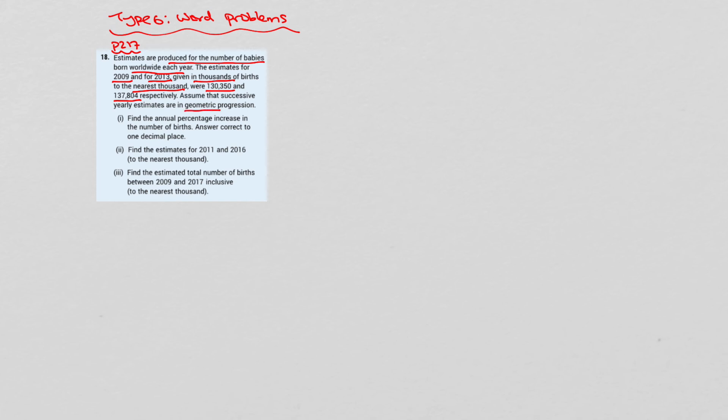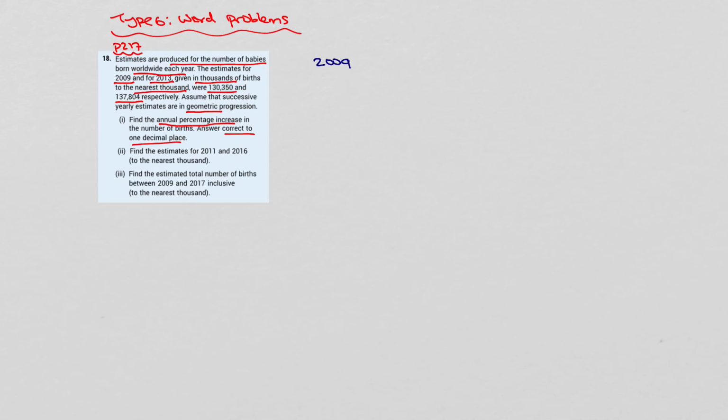The first thing it says is to find the annual percentage increase in the number of births, giving our answer correct to 1 decimal place. Okay, so what information do we know? Well, we know the births per year. If we start with the year 2009, that's going to be equal to our first term, in other words a. And the number of births per year was 130,350. The next thing we're told is 2013.